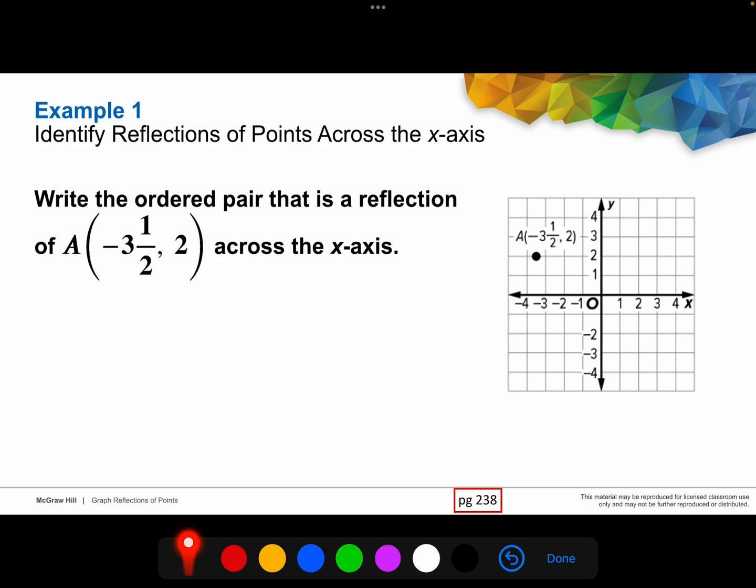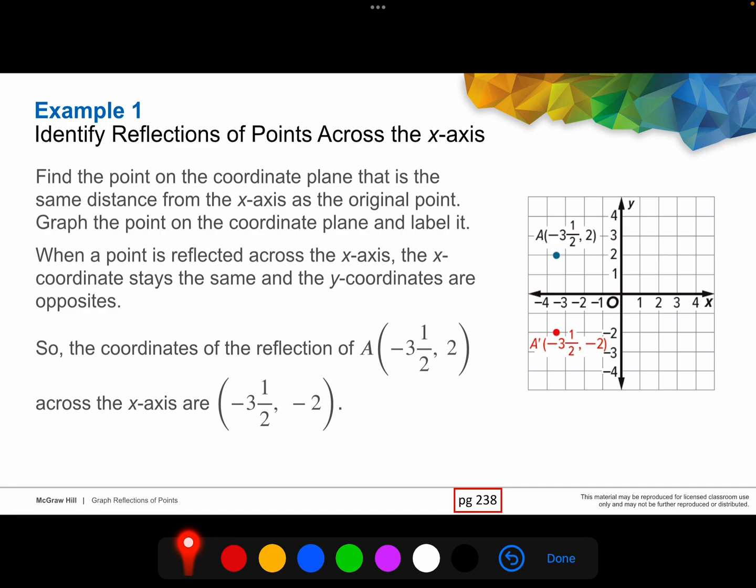Let's look at example 1. Write the ordered pair that is a reflection of A, which is (-3.5, 2), across the x-axis. So my mirror is my x-axis. We're going to find the point on the coordinate plane that's the same distance from the x-axis as the original point. In this case, this point is 2 units away. So we look for something that's 2 units away in the opposite direction.